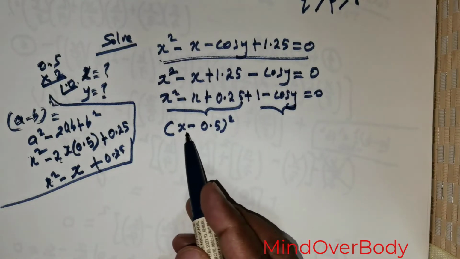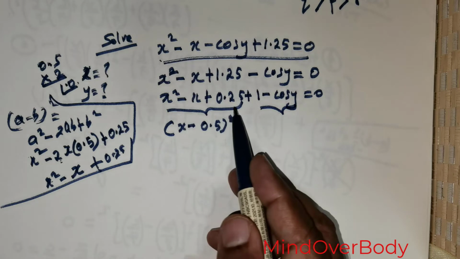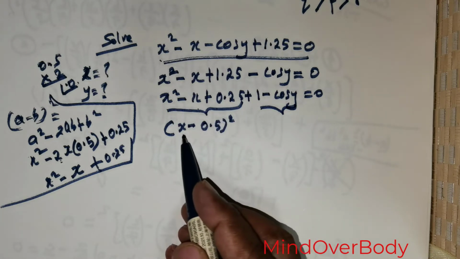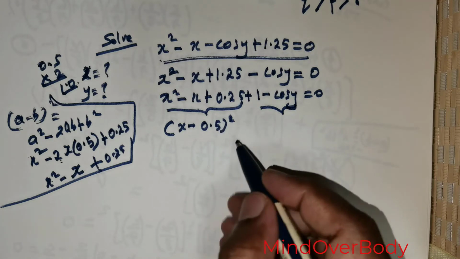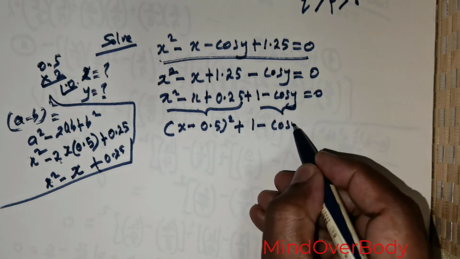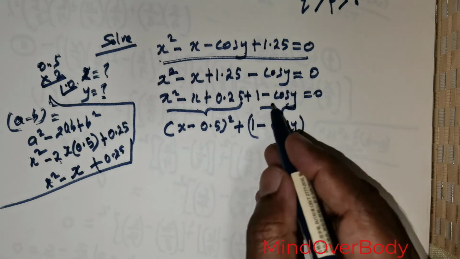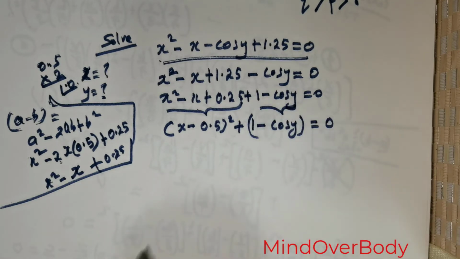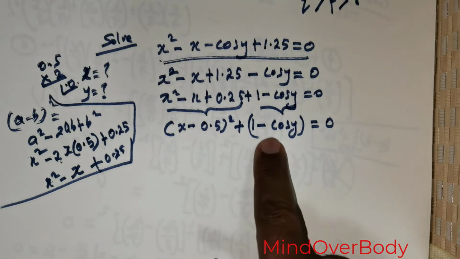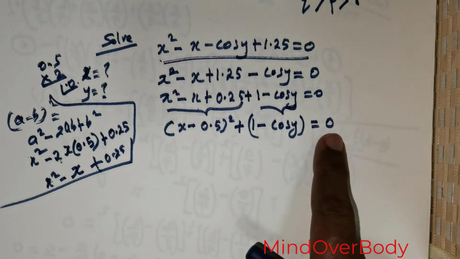So I am on the right track when I rewrote x squared negative x positive 0.25 as x negative 0.5 raised to the power of 2, now followed by 1 negative cos of y. Now let me place 1 negative cos of y like this. What is the observation you can have here? This is a perfect square and you have a quantity 1 negative cos y.